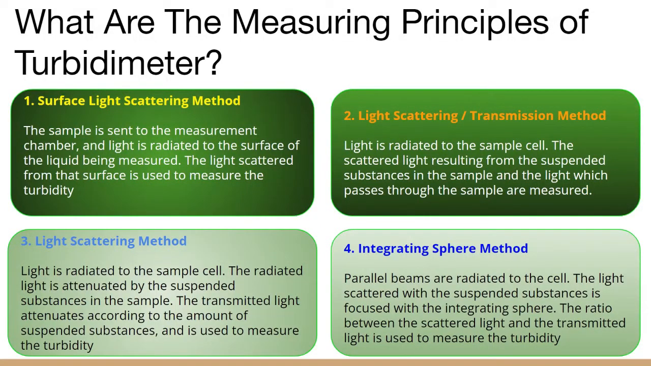Number 4. Integrating sphere method. Parallel beams are radiated to the cell. The light scattered by the suspended substance is focused with an integrating sphere. The ratio between the scattered light and the transmitted light is used to measure the turbidity.